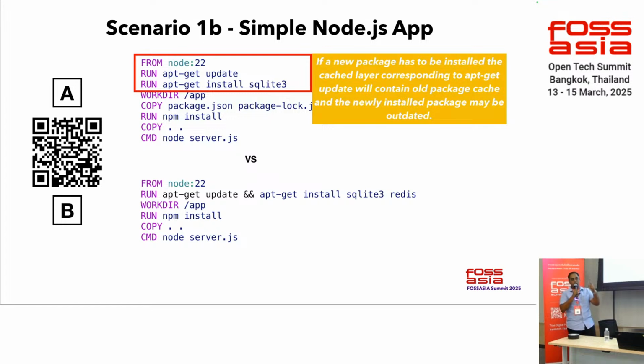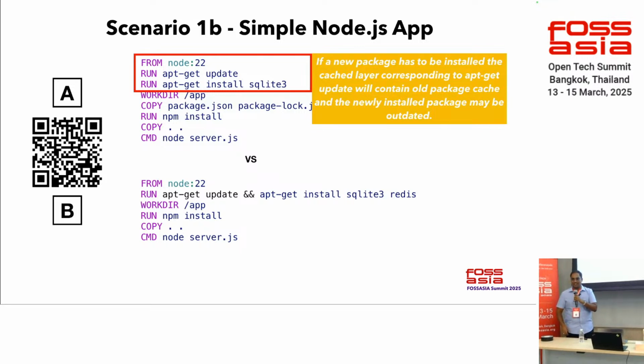When you run these two lines separately, there may be cases where you're already caching the lines before, and hence you're not getting the latest packages. So always run these two lines together so that you always have the latest packages. Okay? Everyone agree with me? I think it's for you to try out.